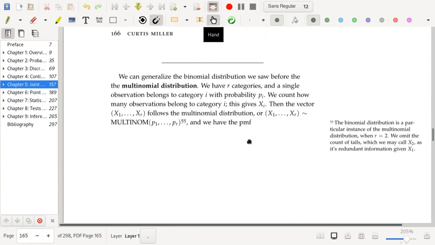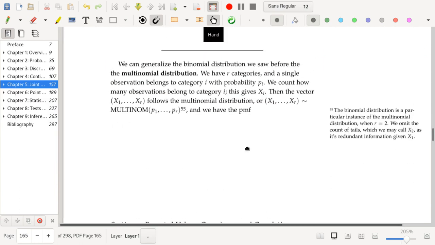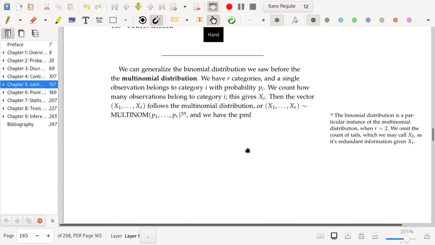All right. And to wrap this section up, we're going to introduce another distribution called the multinomial distribution. With a multinomial distribution, we have R categories, and we have a single observation, and a single observation belongs to category i, with i being one of those R categories, and it belongs to that category with probability pi. We count how many observations belong to the category i. This gives Xi. Then the vector X1 to XR, or the tuple if you prefer, follows the multinomial distribution.